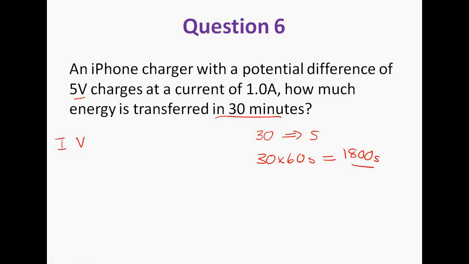Well, as I said before, we've got I and V and T now, and so we can use the equation that the total energy transferred is the current, which is 1, times the potential difference, which is 5 volts, times 1800 seconds. Which of course means that we transfer a total amount of 9,000 joules in that 30 minutes.